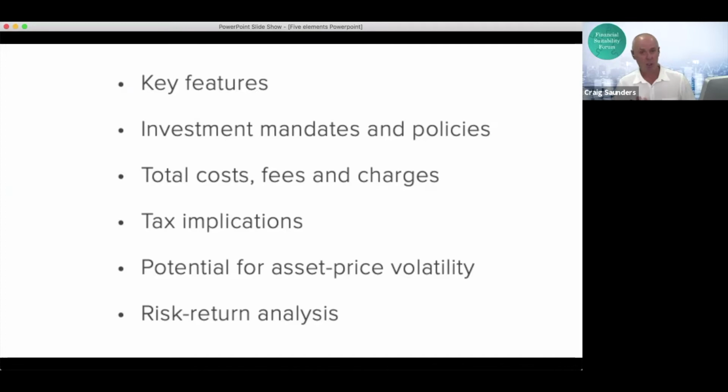What are the tax implications? How often do they trade? What's that going to mean for my investor? Are they passing through tax liabilities? What's the potential for the asset price volatility? How much could this go up or down? Could we wake up one day and see it down 50%? How much bottle do people have to stay around when that happens to them? And that's that risk return analysis that you were alluding to earlier.